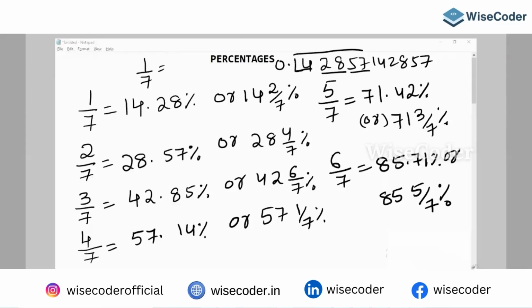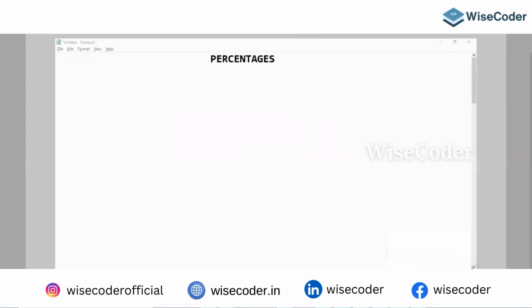Okay, let's go to the next one. 1 by 8. What is 1 by 8? Half of 1 by 4. What is 1 by 4? 25. Then 1 by 8 is 12.5%.